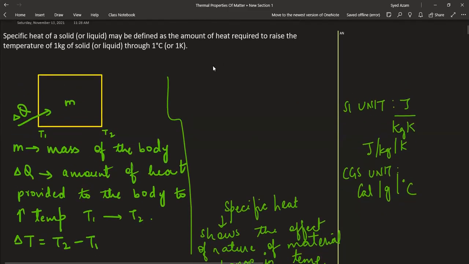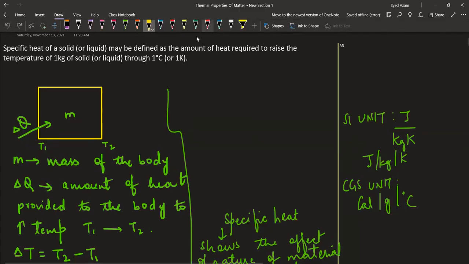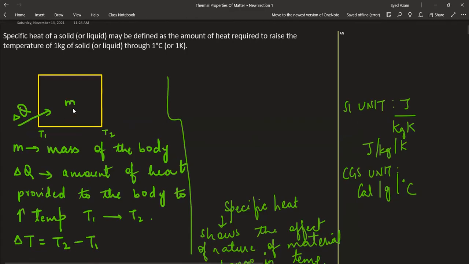Yes, ma'am. Okay. So now understand what specific heat is. Imagine there's a block, the mass of this block is m, and there are two temperatures, T1 and T2 here. The temperature needs to be increased. Initially let's say the temperature is T1. Now we have to increase its temperature, so what will we do? We'll provide heat to it. So we provide some heat to increase its temperature from T1 to T2.